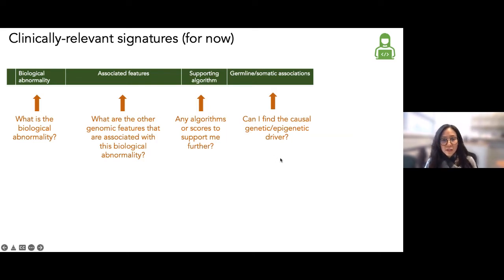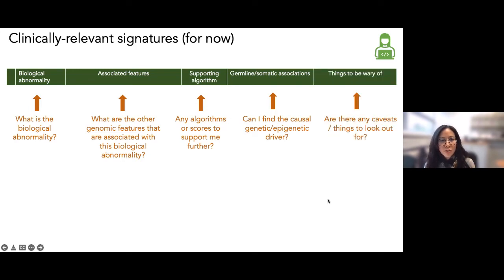And then I think this is very important. Can I find a cause? Can I find a genetic or epigenetic cause to explain my HR deficiency or my mismatch repair deficiency or whatever? So look for positive reinforcement, but just as important, look for things to be wary of. Look for the negative things as well.